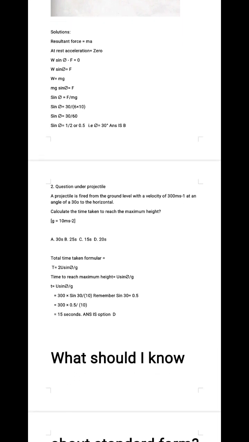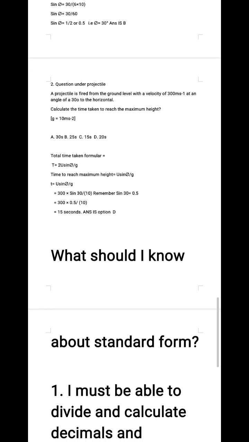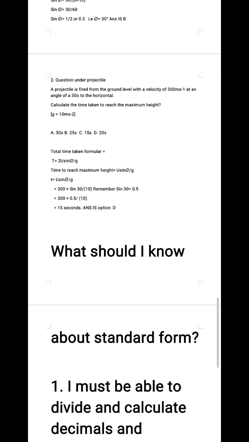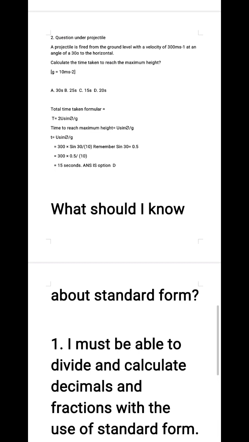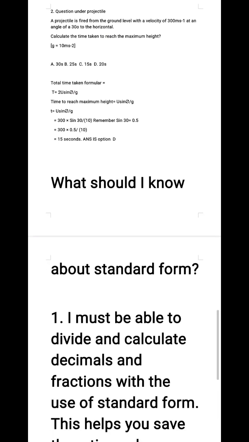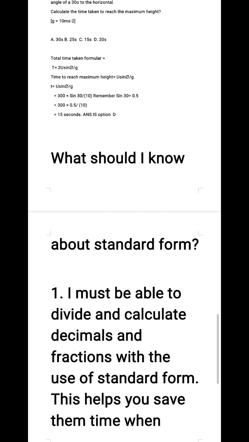Let's quickly go to the projectile question. A projectile is fired from the ground level with a velocity of 300 meters per second at an angle of 30 degrees to the horizontal. Calculate the time taken to reach the maximum height. The total time of flight is 2u sine theta over g. That means the time taken to reach the maximum height is half of it, which is u sine theta over g. That will be 300 sine 30. Sine 30 is 0.5. Divided by 10, your answer is 15 seconds.